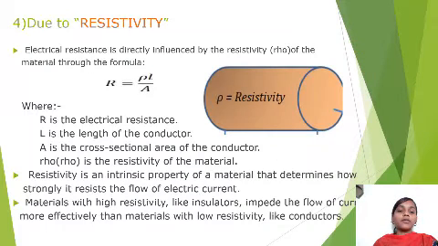Next, we are going to discuss resistivity. Electrical resistance is directly influenced by the resistivity of the material through the formula R equals rho L by A, where R is the electrical resistance, L is the length of a conductor, A is the cross-sectional area of the conductor, and rho is the resistivity of the material. Resistivity is an intrinsic property of materials that determines how strongly it resists the flow of electrical current. Materials with high resistivity, like insulators, impede the flow of current more than materials with low resistivity, like conductors.